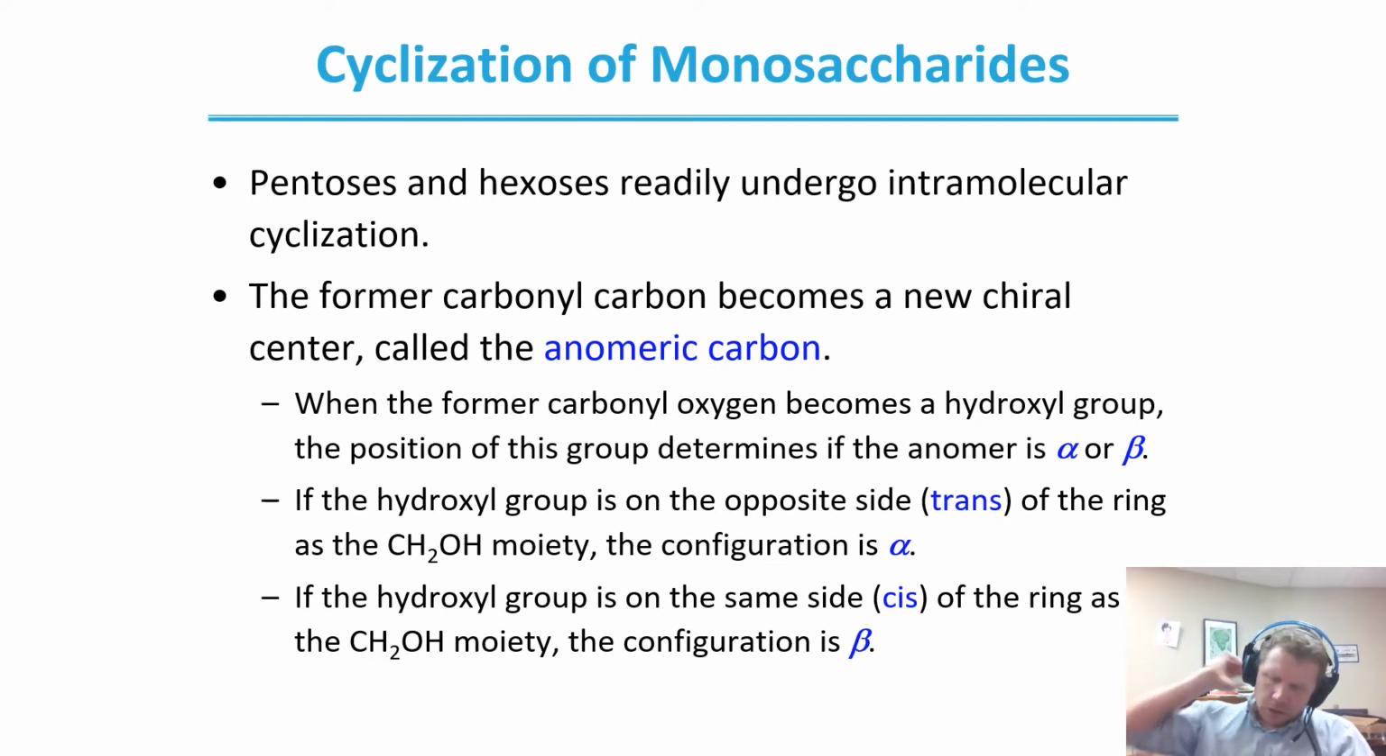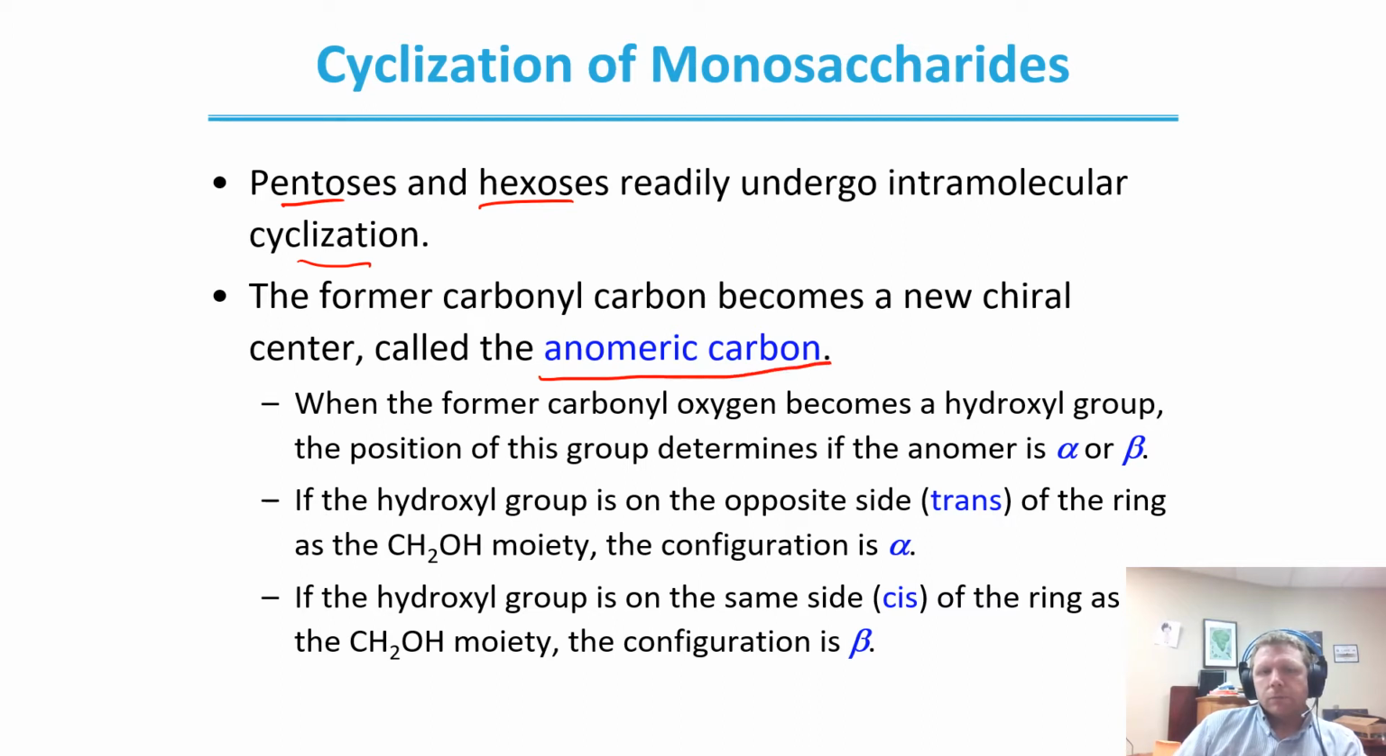So what I was just displaying and talking about was the cyclization event, the cyclization of monosaccharides. Monosaccharides, well, I would say sugars in general, are going to be most stable and most commonly found as a cyclic form. Now, pentoses and hexoses readily undergo intramolecular cyclization. So they go from the linear to the cyclic form. The former carbonyl carbon becomes a new chiral center, and this is known as the anomeric carbon.